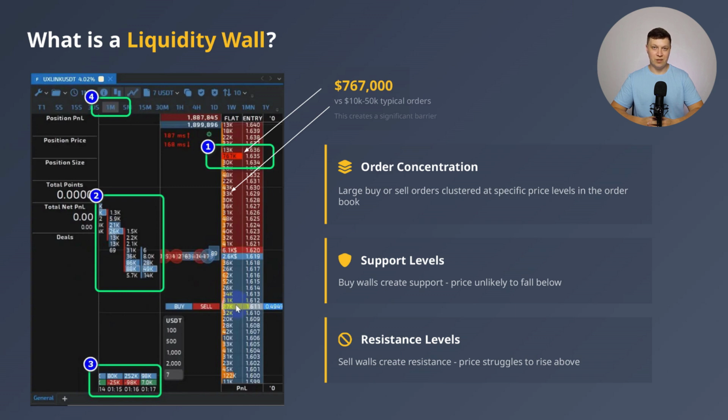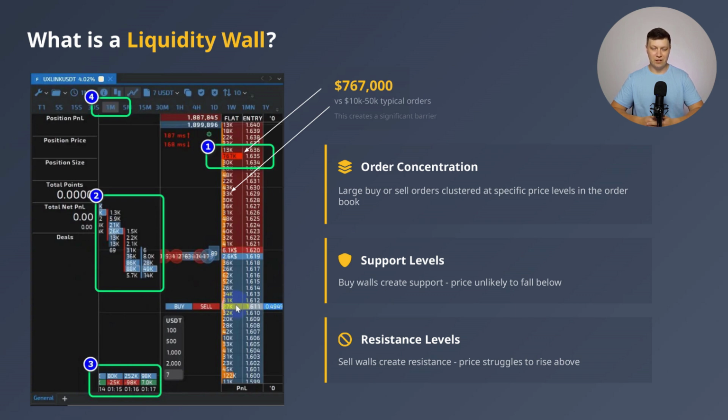For example, there's an order at the price of 1.635 for $767,000. That's shown in Figure 1. Meanwhile, most other prices show orders between $10,000 and $50,000. Figure 4 shows the time frame we're looking at, in this case 1 minute. In Figure 3, you can see the total trading volume during that minute. It ranges from $80,000 to $250,000. And in Figure 2, we break that down by price levels. Each level shows how much volume was traded there, from as little as $1,000 up to $80,000.